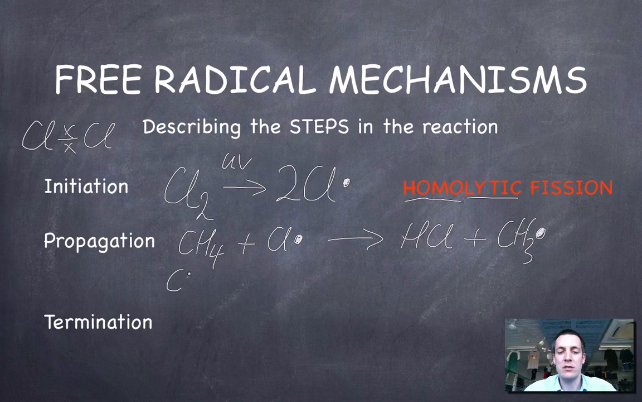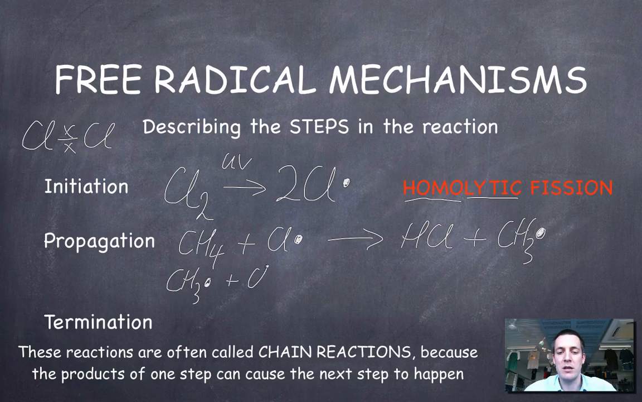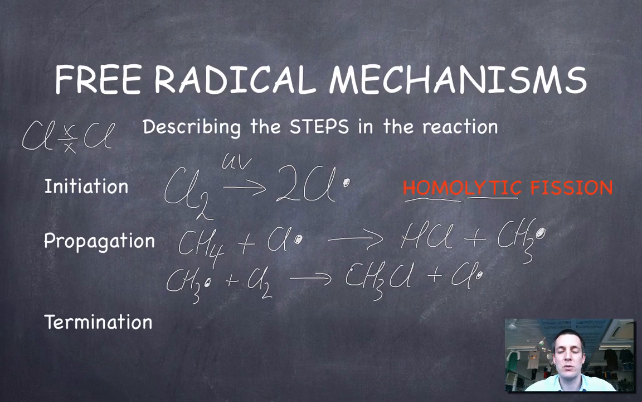And now this radical that we've just made could potentially react with something else, like perhaps another chlorine molecule, and if it did that, then this electron would pair up with one of the electrons from this bond and we'd make CH3Cl, and we'd produce yet another chlorine radical. So this chlorine radical can now take part in another reaction. So this is why these are called propagation steps, because although we use up a radical, we make another one.